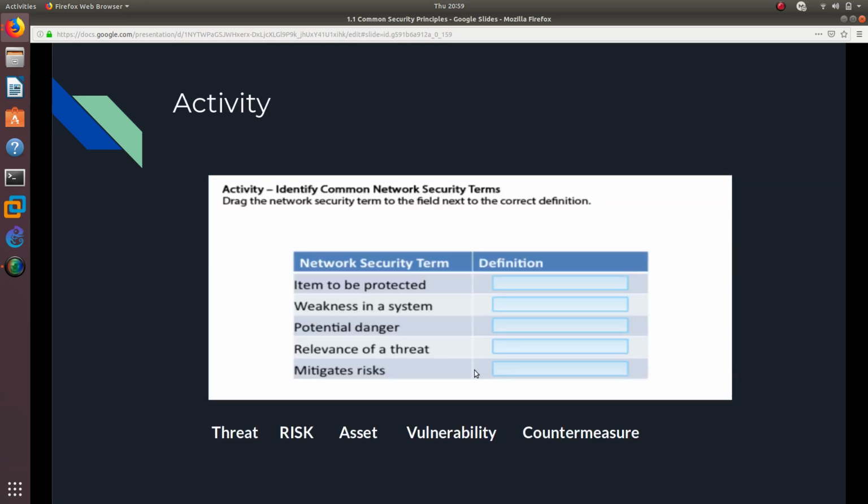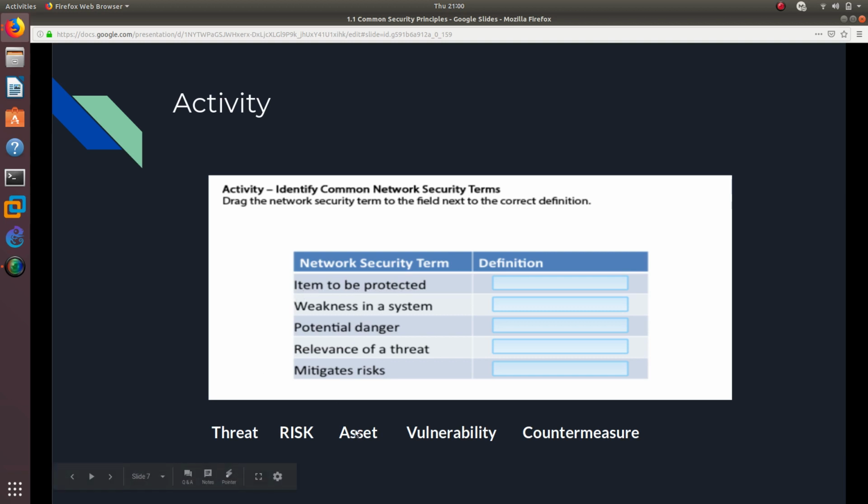And now we have this activity that I took from the book. Hopefully they don't get mad at me, but it is a nice activity. It says identify common network security terms. We want to drag the network security term to the field next to the correct definition. So let's go ahead and do this activity. First, item to be protected.